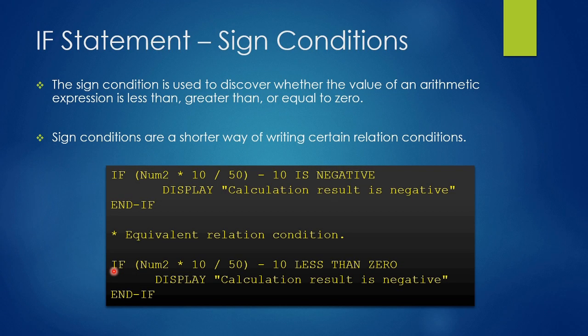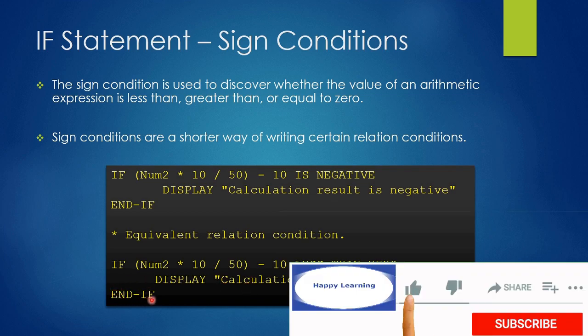In the second example, we are checking the same condition but in a different way. Here we have given if the same arithmetic operation less than 0. So instead of checking is negative, we are checking whether it is less than 0. And if this results in true, then the display statement will get executed, else the display statement will get skipped and execution will move to the end-if statement.